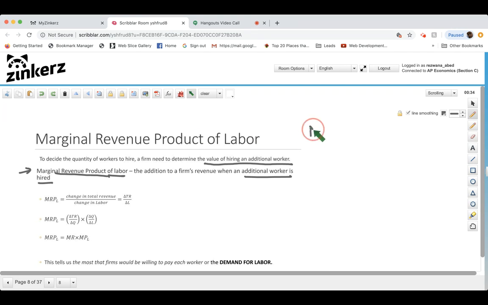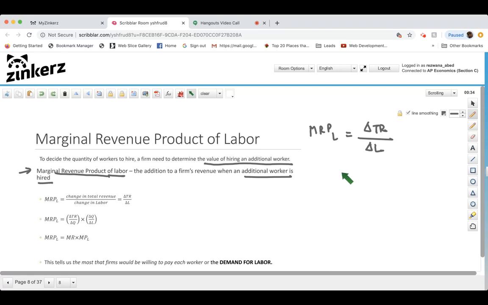The shorthand for marginal revenue product of labor is MRPL, and it is the change in total revenue divided by the change in labor. So if I hire one additional person, how much does that change my total revenue? Does that make sense to you, Sandra? So that is the definition.